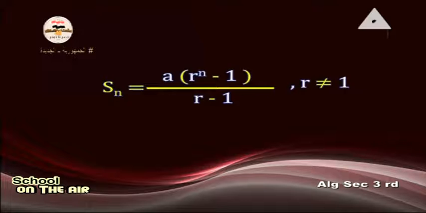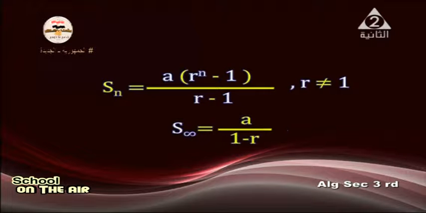Summation of terms in geometric sequence, its symbol Sn equals A multiply R power n minus 1 over R minus 1, and R not equals 1. S infinity, what is the meaning? Summation of terms which has n infinity: A over 1 minus R. A first term, R is constant ratio.